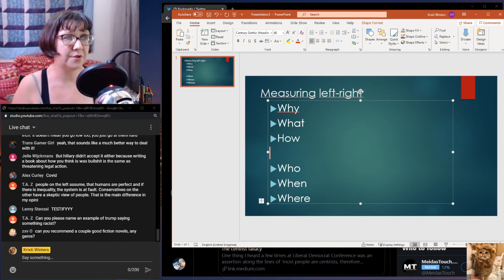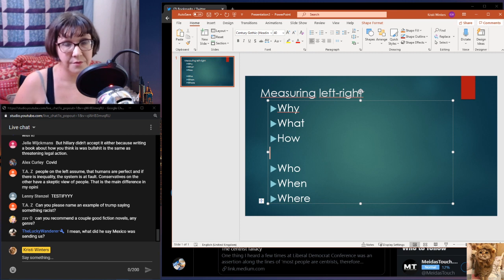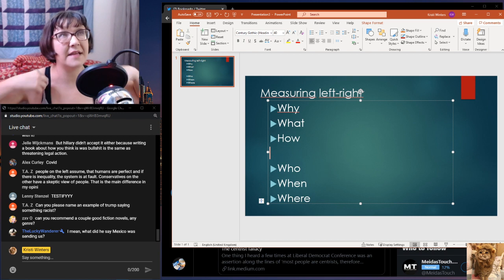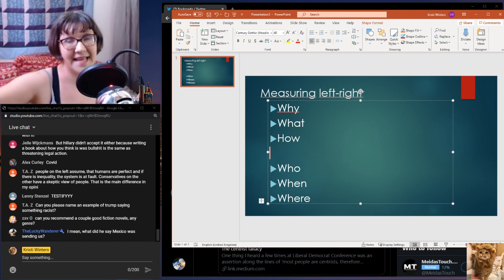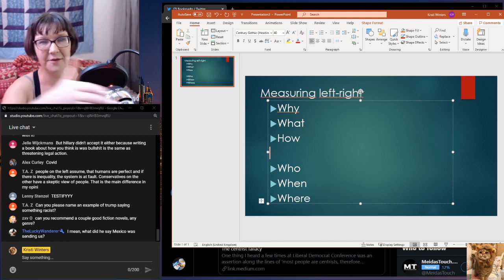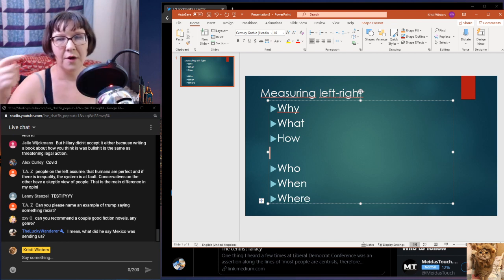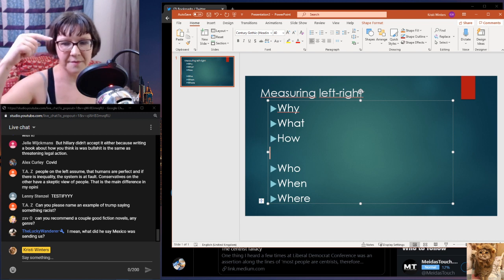Then when it comes down to measuring left-right, who we ask the question to may have an influence on how they answer. So how people understand the question, what people think about. When we ask someone to place themselves on a left-right scale, or do you consider yourself far left or far right with things in the middle, we're asking them to measure themselves based on their understanding of these poles.